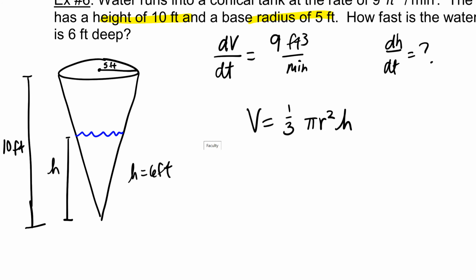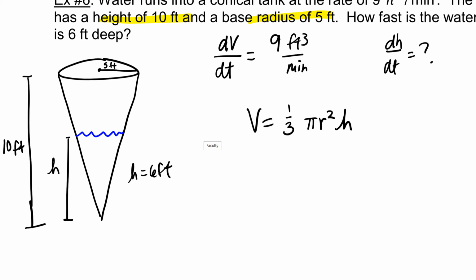Okay, so we know h is 6 feet, but why do we not know dh over dt? We don't know how the height is changing with respect to time. As we pour more and more water in, the height is going to be changing, but we don't know at what rate. So that's what we have to find.